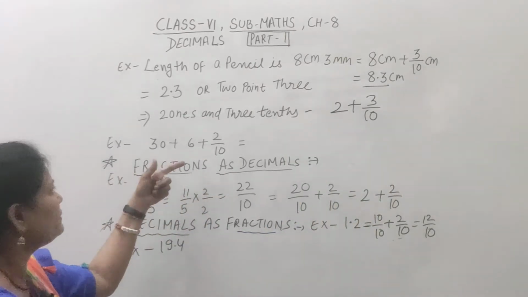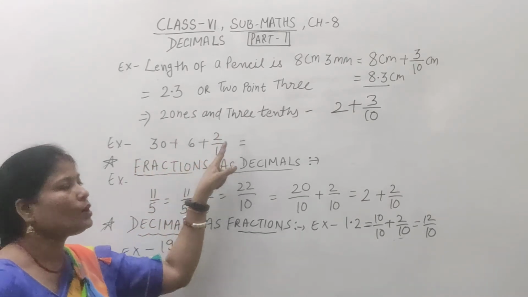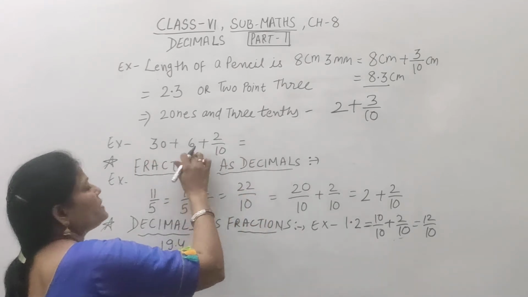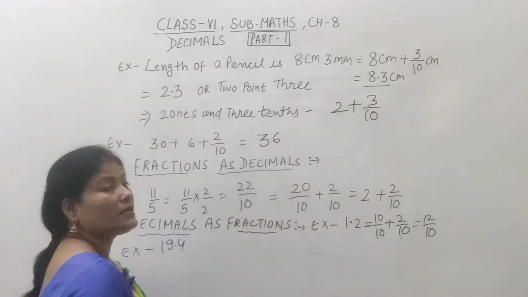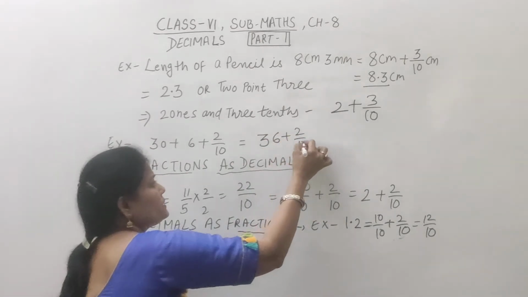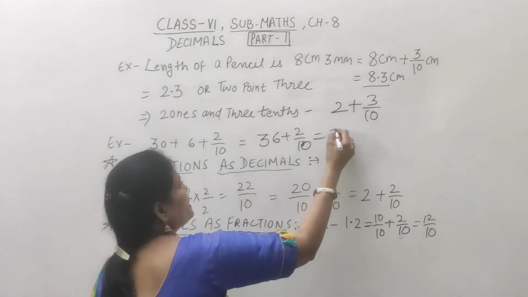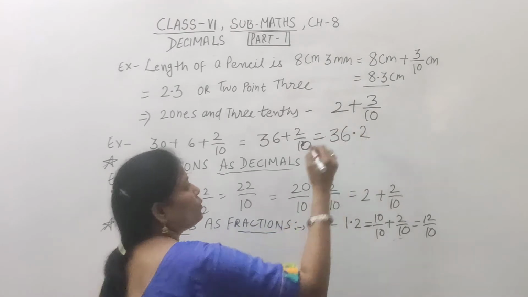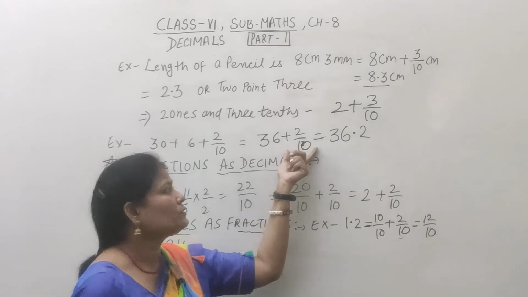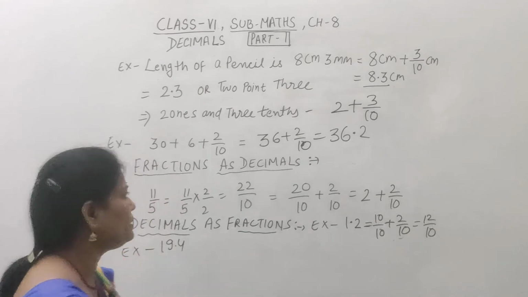If I take one more example, 30 plus 6 plus 2 upon 10, how can you write it in decimal? 30 plus 6 is 36, a whole number, plus 2 by 10. Yes children, 2 by 10 we know we have to write with decimal. So 36.2. Why has the point come? Because in the denominator 10 is given, so 10 is converted into decimal. So 36.2 is written in decimal.